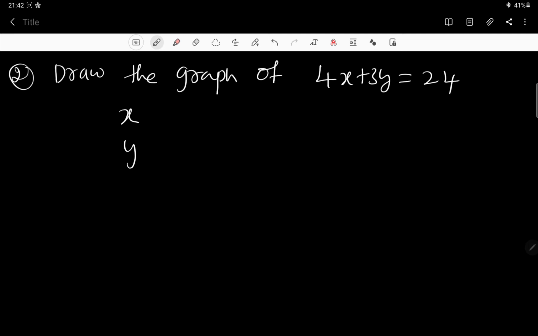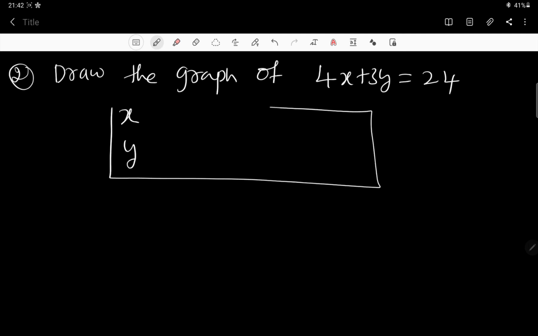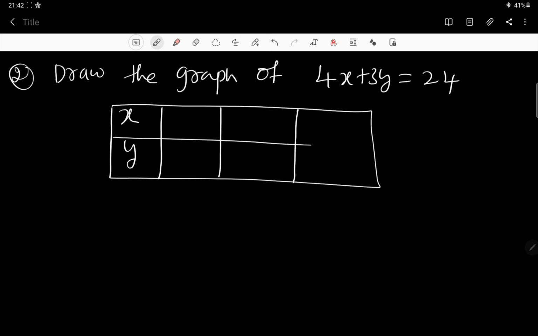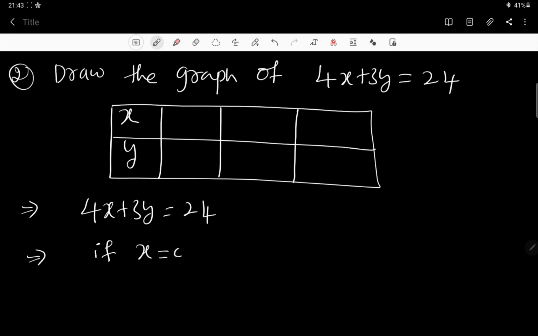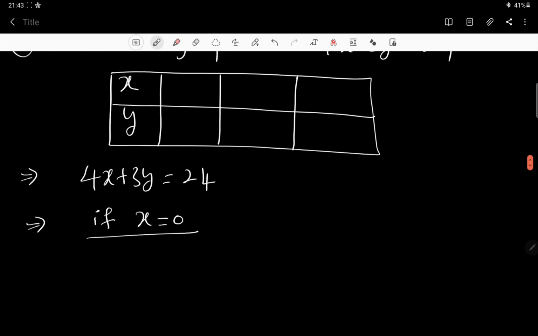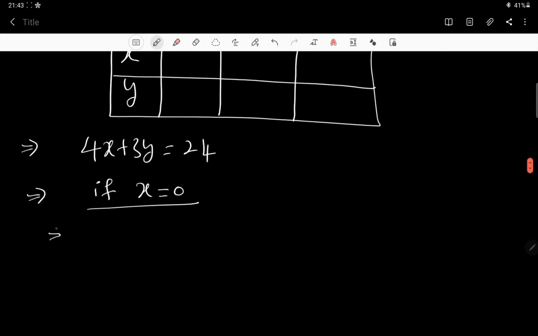So what is that? X and y. Make this table. Once you have made this table, you are going to have minimum 3 points. All right. So what is the equation given? That equation is 4x plus 3y is equal to 24. Now I am going to take, for example, x is equal to 0. If x is equal to 0, what does this equation become?